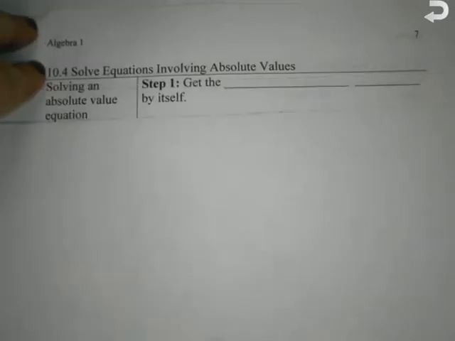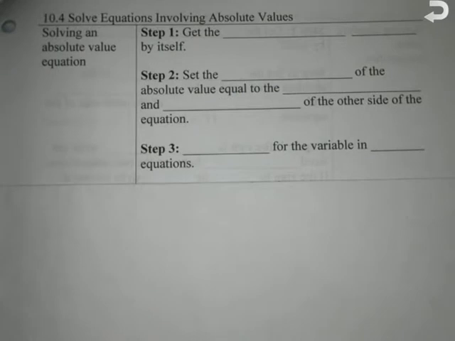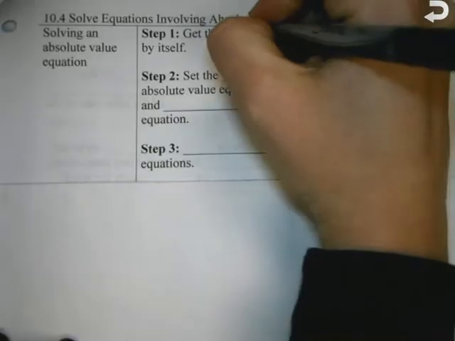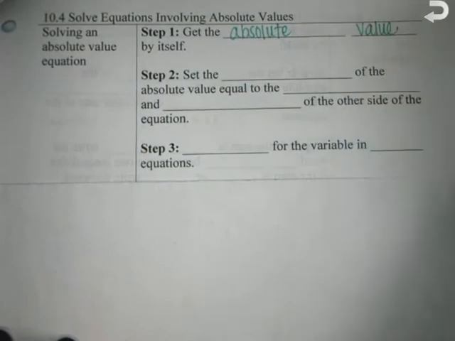So in pre-algebra, we started absolute values, right? You guys should all know what is special about an absolute value. What's special about absolute value? It always becomes, inside the bars is always what? Positive. Okay, so now we're going to be getting equations that we want to solve that have absolute values in them. So the first step is to get the absolute value by itself. So you're going to get the absolute value by itself first.